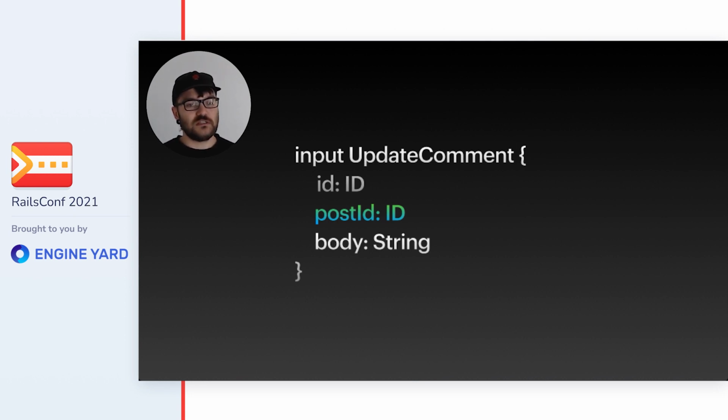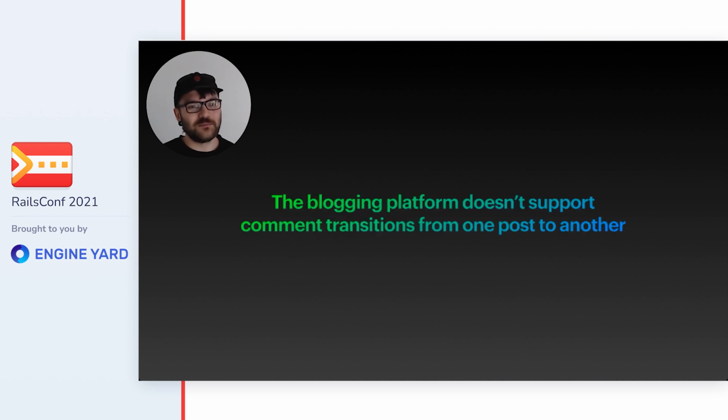First of all, the schema is bigger. So our clients also need to think how they're going to communicate with this. And we need to build extra logic on the back end. What do we do if they send the same post ID? And what do we do if they send a different post ID? Our blogging platform doesn't support common transitions from one post to another. Why would we support a signature like that in our API?